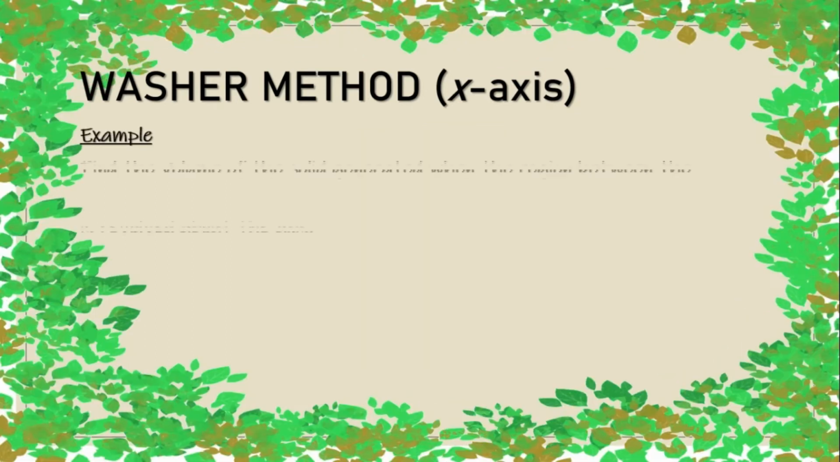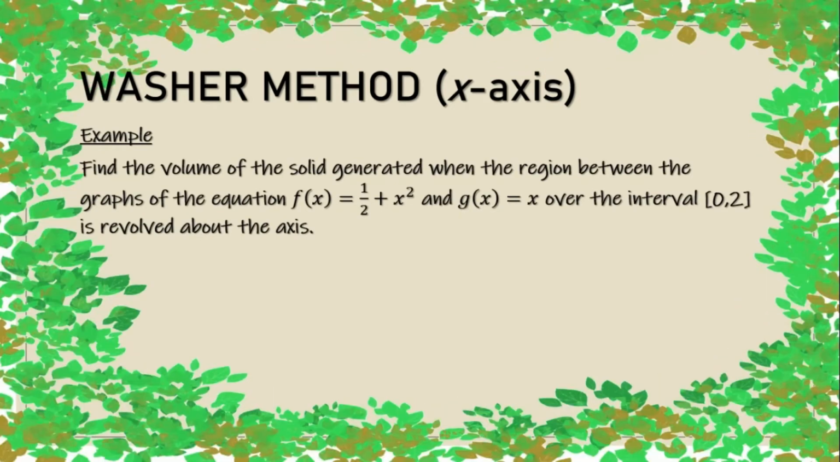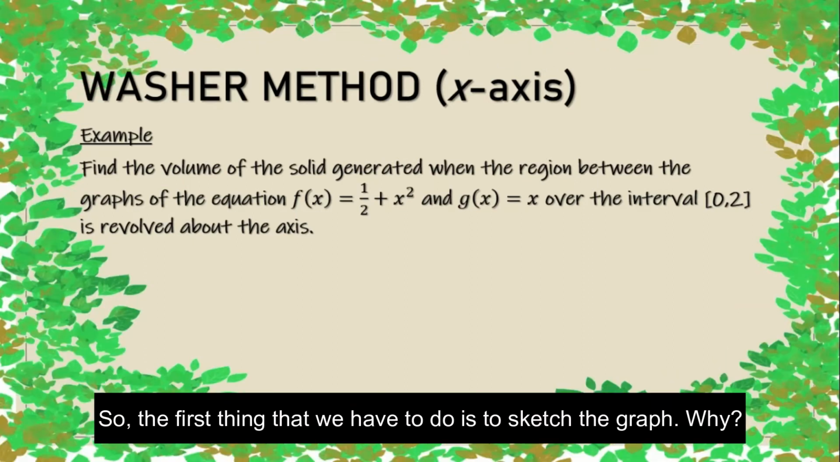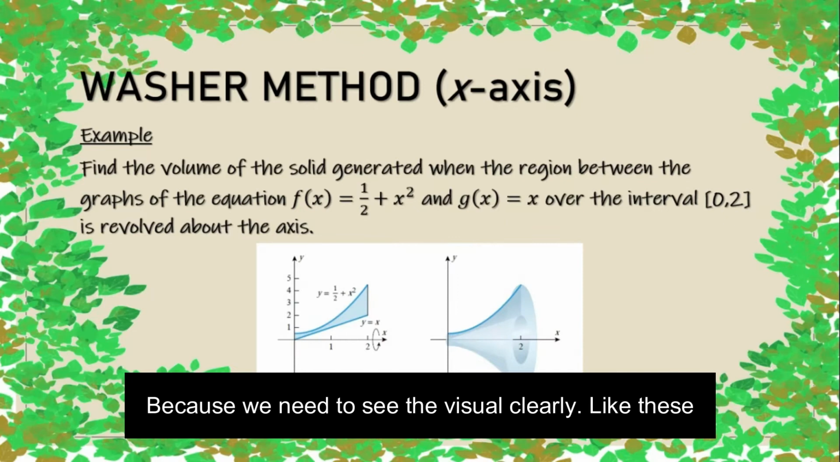For example, find the volume of the solid generated when the region between the graphs of the equations f(x) equals 1 over 2 plus x squared and g(x) equals x over the interval 0 and 2 is revolved about the x-axis. So, the first thing we have to do is to sketch a graph. Why? Because we need a visual to see the question clearly, like this.